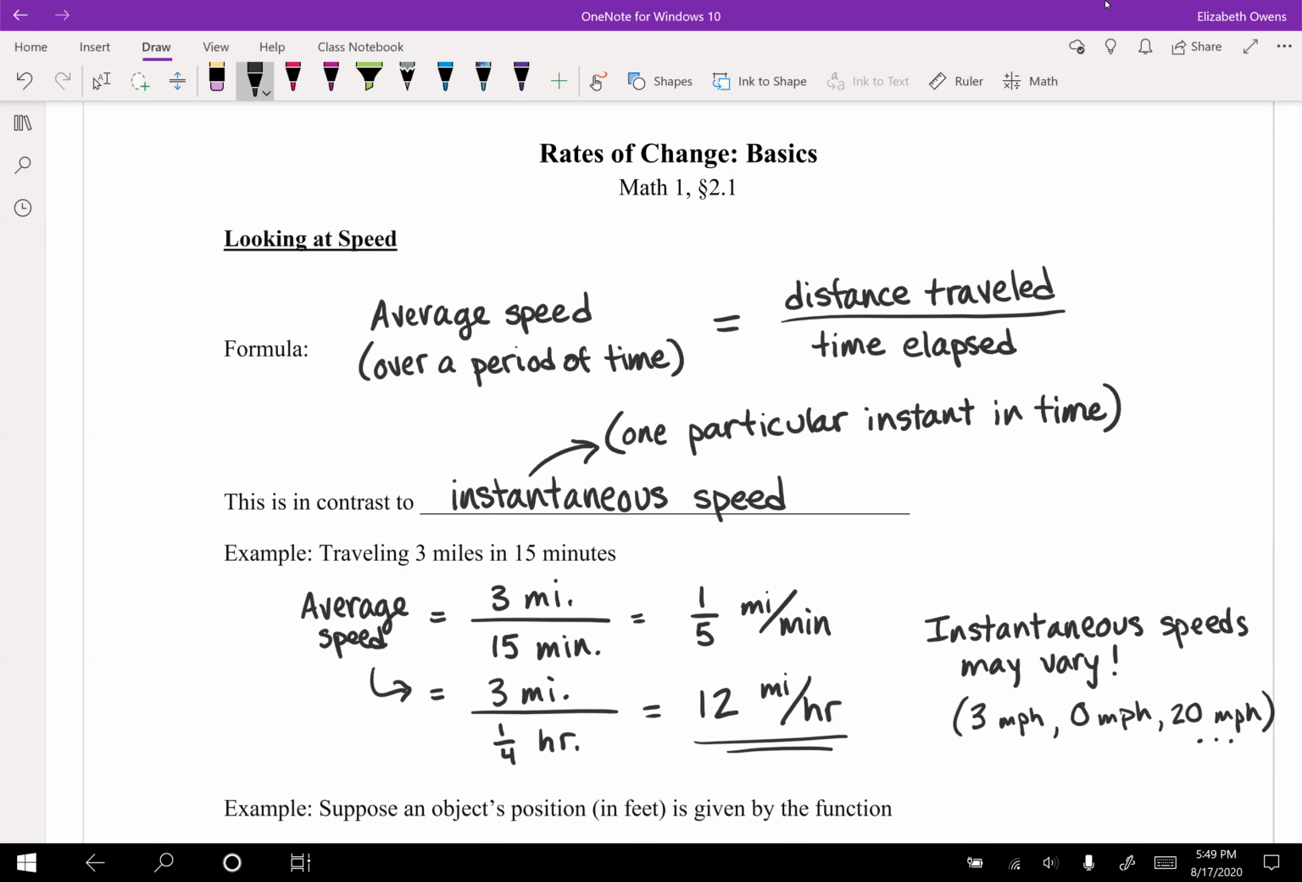Okay, so in the next video, we're going to look at this in a more mathematical way, relating this idea of average and instantaneous speed to a function.